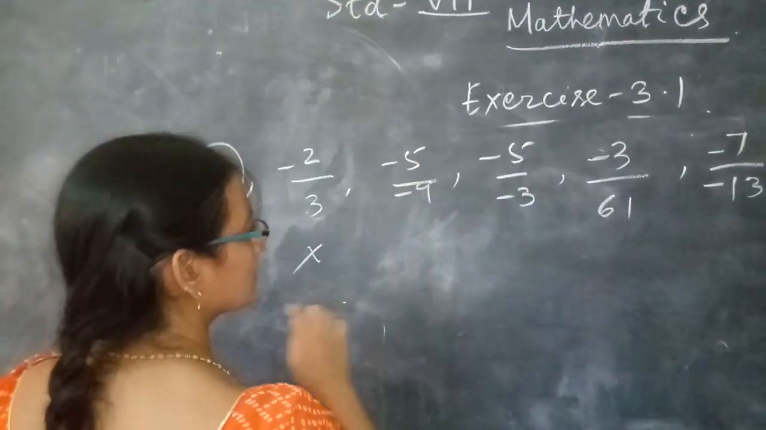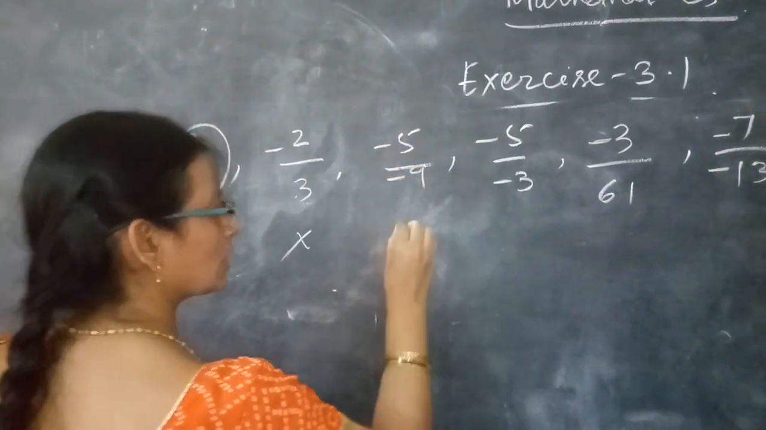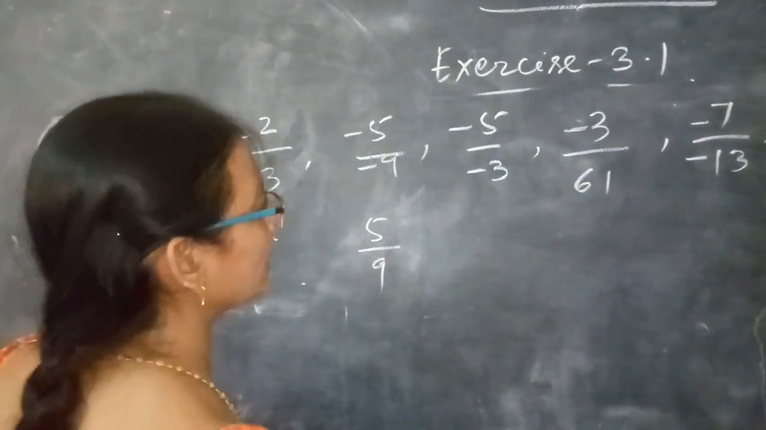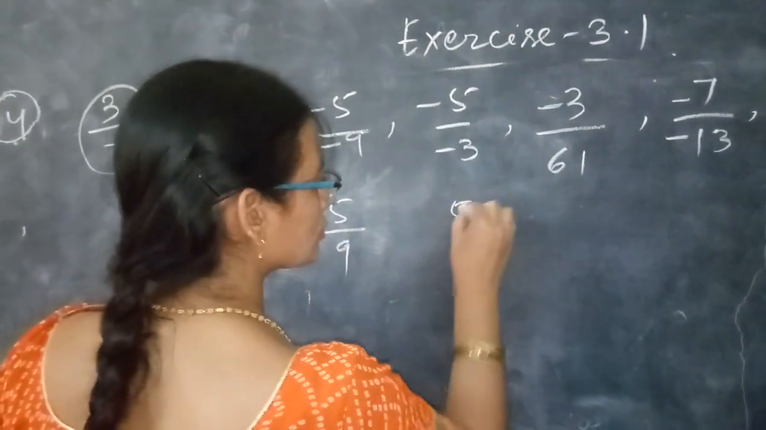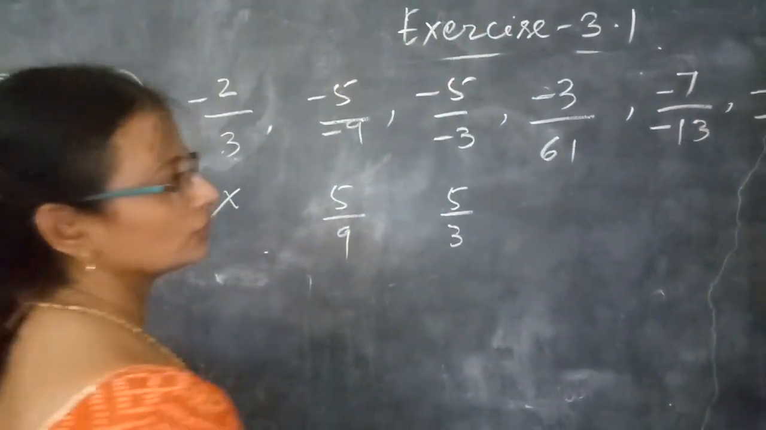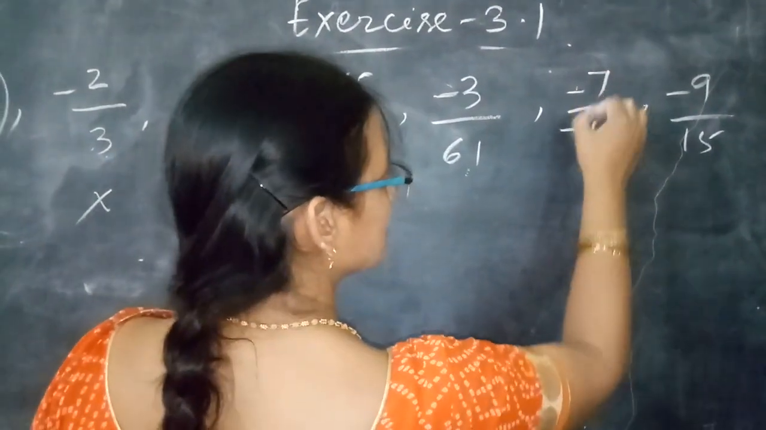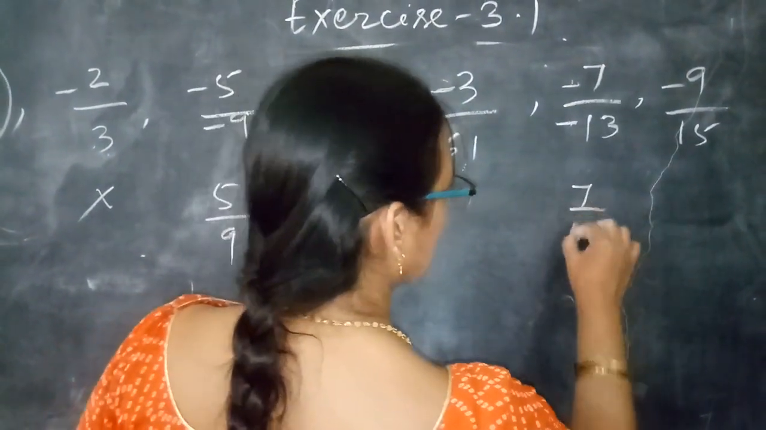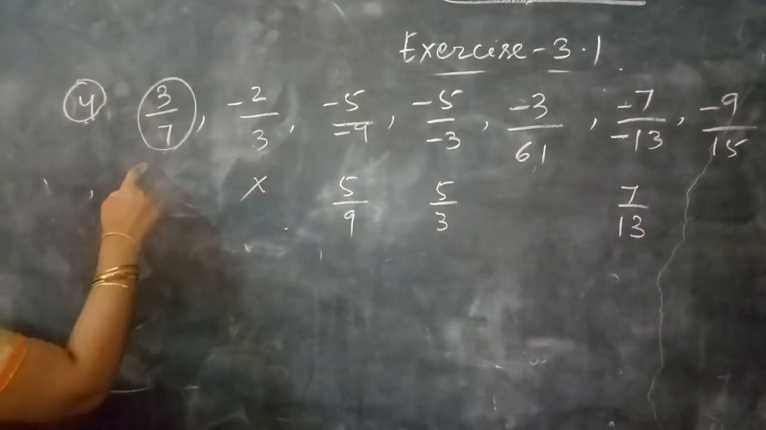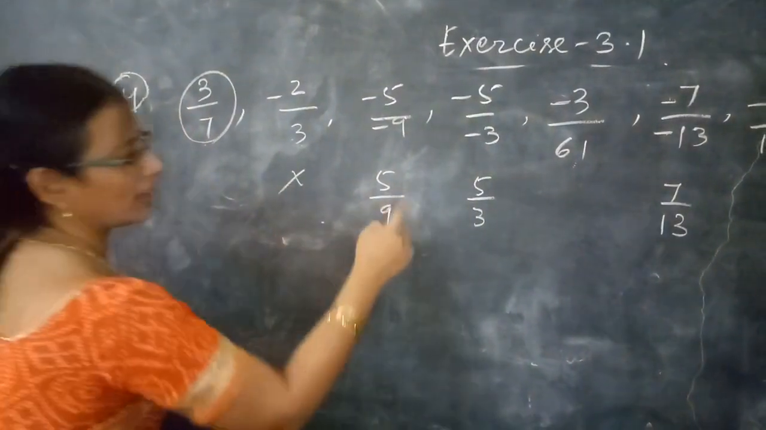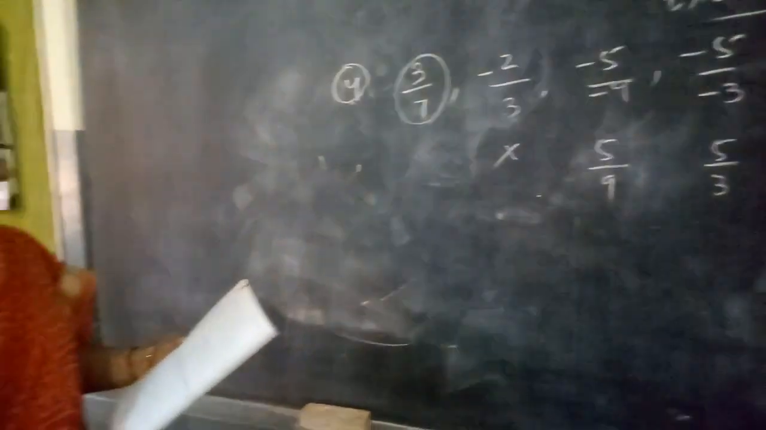Minus 5 by minus 9. Both the numerator and denominator have the same sign, so this can be written as 5 by 9. Minus 5 by minus 3 also can be written as 5 by 3. And this is a negative rational number. This one, same sign in numerator and denominator, can be written as 7 by 13. So what are the positive rational numbers we got? 3 by 7, 5 by 9, 5 by 3, 7 by 13 are positive rational numbers.